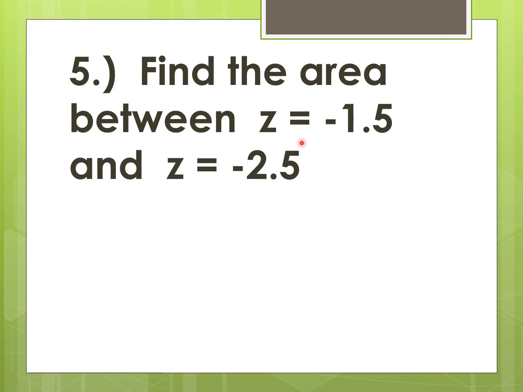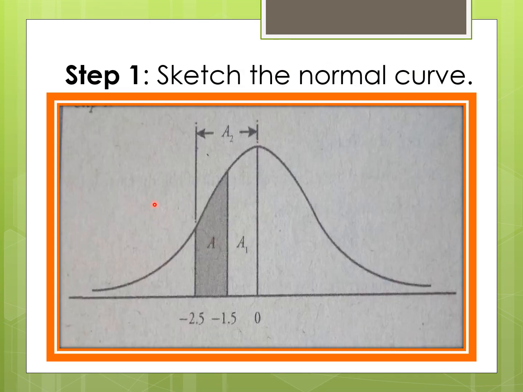Okay, let's proceed with example that is same negative z scores. So find the area between z = -1.5 and z = -2.5. So if we're going to sketch the normal curve, ito yung magiging itsura niya. So since dalawa parehas silang negative, so to the left of 0. So we have -1.5 and then we have -2.5. So hinahanap itong shaded part na to.